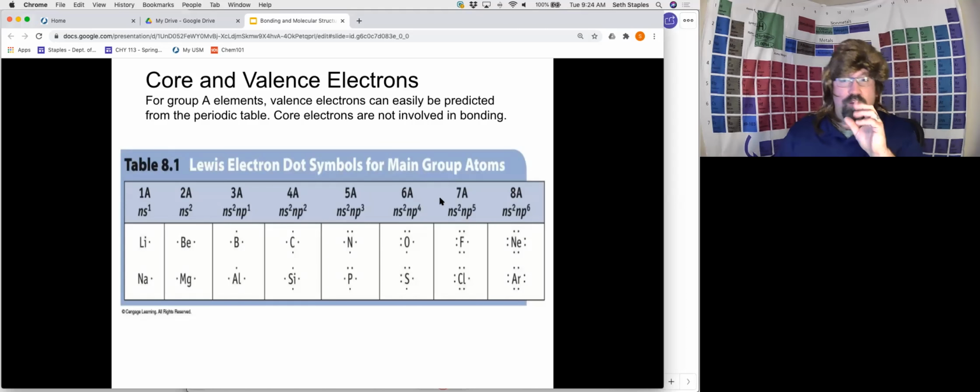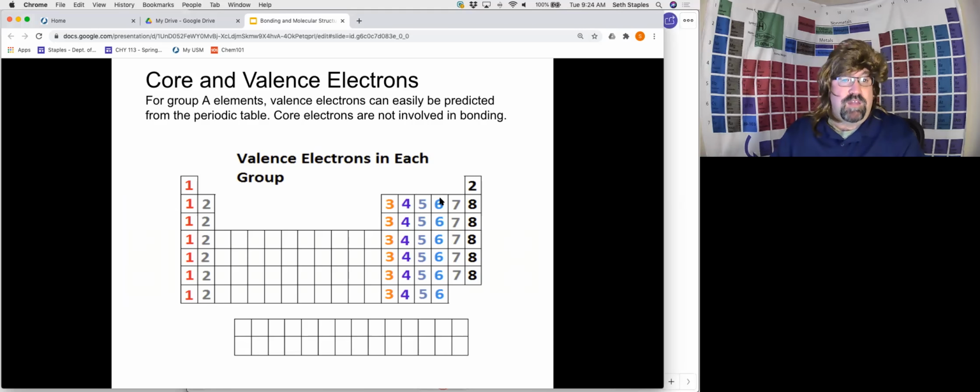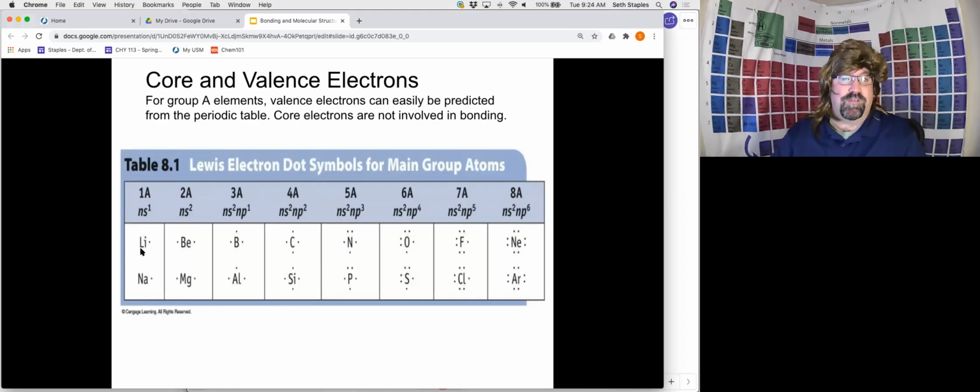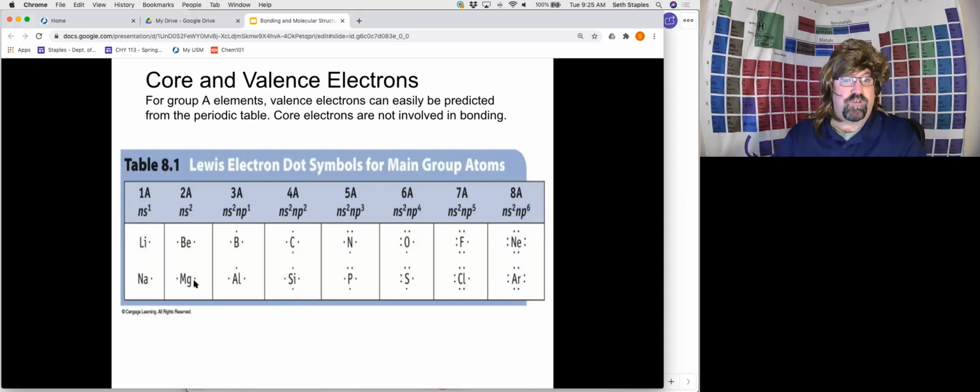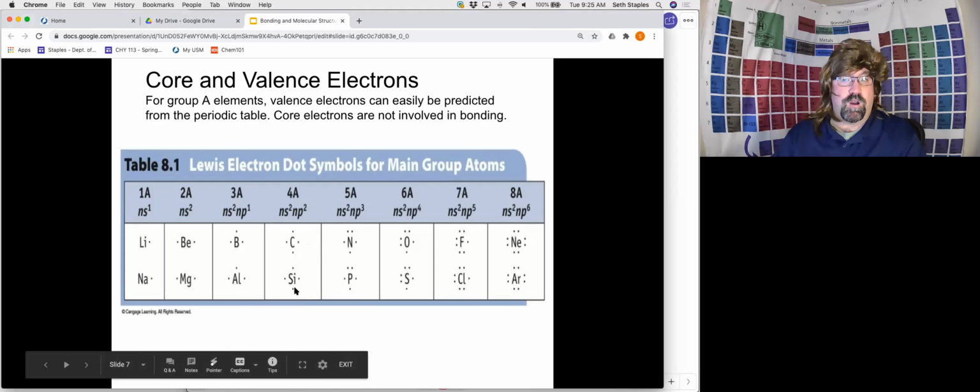We'll use this more later, but I want to introduce it right now. We have what we call Lewis dot structures or Lewis dot symbols, where we symbolize all of our valence electrons as dots written around the atom. And so in the case of a couple of our alkali metals, lithium and sodium, one dot signifying one valence electron. Our alkaline earth metals, beryllium, magnesium, and so forth, two dots signifying two valence electrons, and so forth. Three dots for boron and aluminum, four for carbon and silicon.